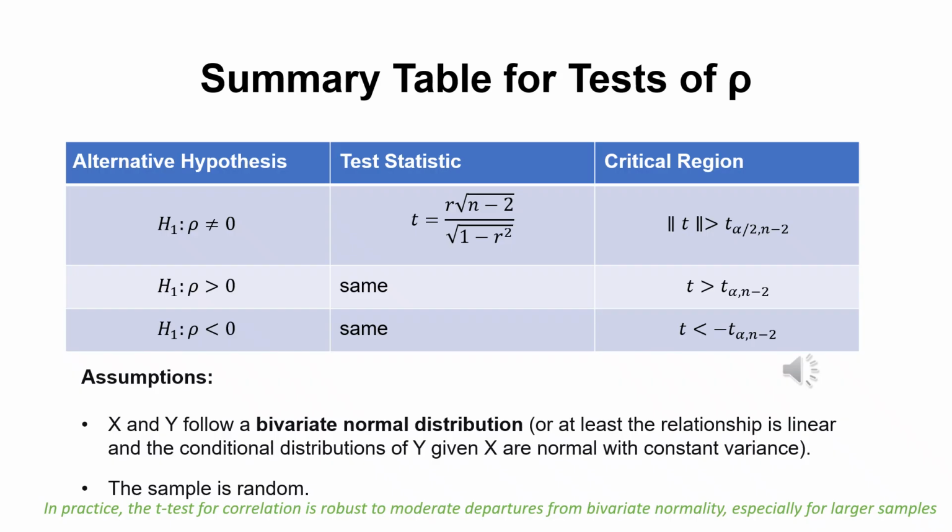Two-sided uses t beyond plus or minus t alpha/2 with n minus 2 degrees of freedom. One-sided upper uses t greater than t alpha. One-sided lower uses t less than negative t alpha.